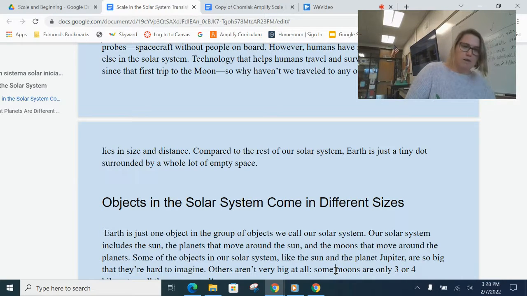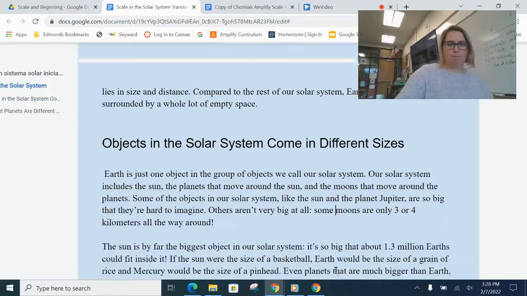I think the most important thing from there is that last sentence. So Earth is surrounded by a lot of empty space. Now you can write it in a sentence or you can write it in some details. I'm just doing bullet points here. Earth is surrounded by lots of empty space. Or maybe my detail was that humans have never set foot anywhere else.